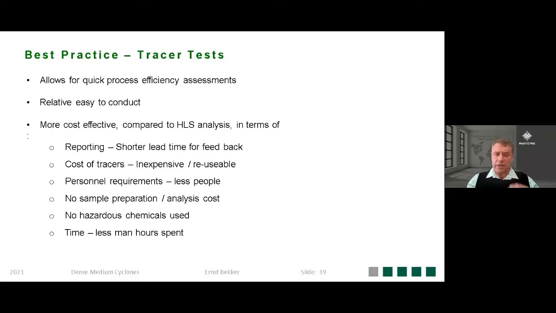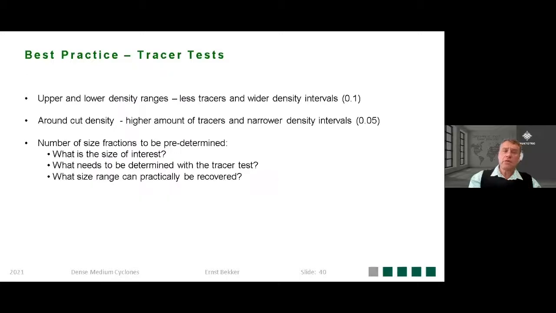No hazardous chemicals are used, but just keep in mind, when you do tracer tests, it's normally done under off-ore conditions. You don't get the full picture. There are now radio tracers these days that you can throw in with the ore. Quite useful. I think it's a bit expensive, but some operations have used that and get interesting data from that. Just keep in mind that the tracer test is just giving you results of the cyclone performance without ore. Doesn't mean it can't be used, or that it doesn't also provide valuable information.